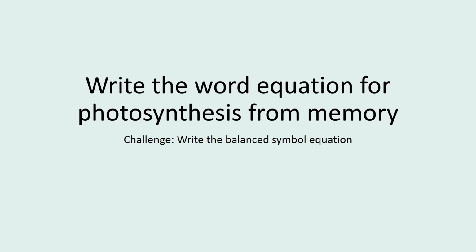The word equation that you should have is going to be carbon dioxide and water with an arrow, with light and chlorophyll on the arrow, and then the products are going to be glucose and oxygen. The balanced symbol equation will be 6 CO2 plus 6 H2O makes C6H12O6 plus 6 O2. So very well done if you remember the symbol equation and also able to balance it.